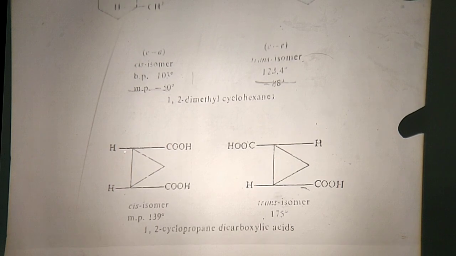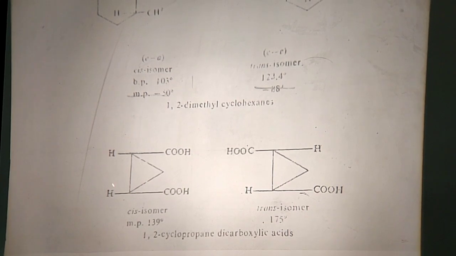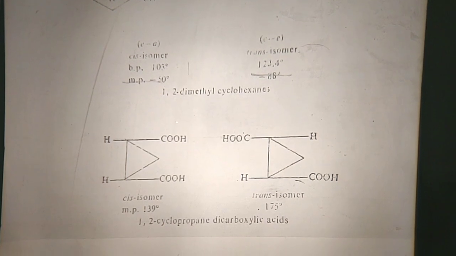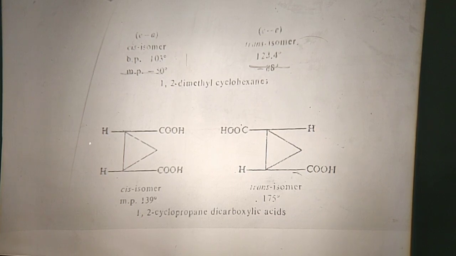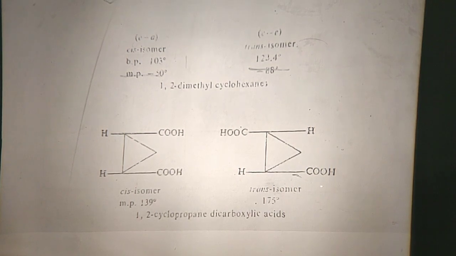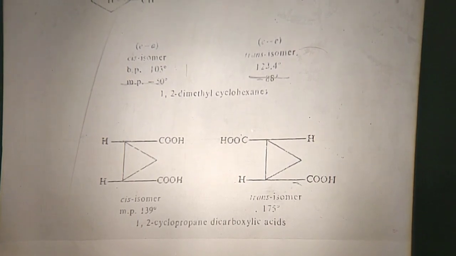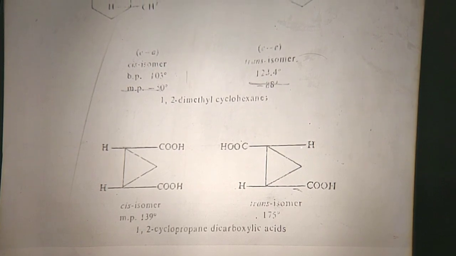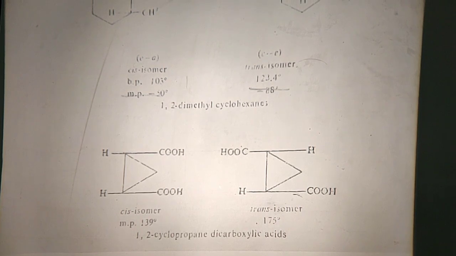Now herein you can see this is 1,2-cyclopropane dicarboxylic acid. You can see the carboxylic groups are on the same side. Similarly, the hydrogens are on the same side. This would be designated as the cis isomer. In this other case, the carboxyl group is on this side and another carboxyl group is on the opposite side. Here, a hydrogen is on this side and the other hydrogen is on the other side. This is called the trans form.